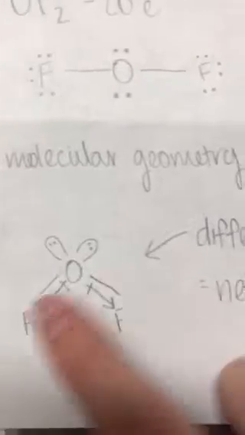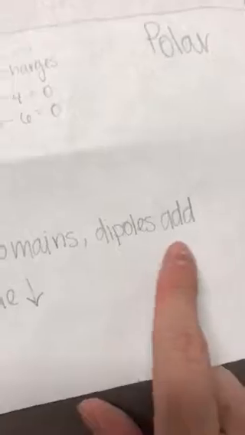So, since there are 4 domains that are different about the center atom, the dipoles on the fluorine add, and there is a net dipole that points downward. Therefore, the molecule is polar.